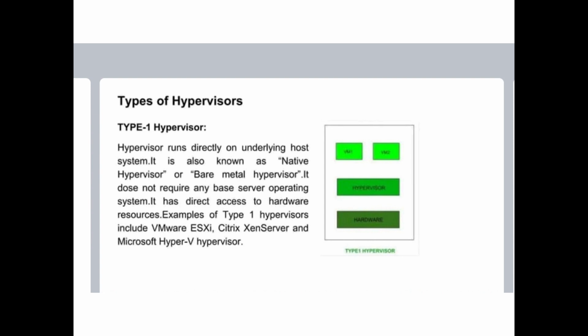Then the types of hypervisor. Type 1 runs directly on the underlying host system. It is also known as native hypervisor or bare metal hypervisor. It does not require any base server operating system. It has direct access to hardware resources. Examples of Type 1 hypervisors include Citrix XenServer, VMware ESXi, and Microsoft Hyper-V hypervisor.